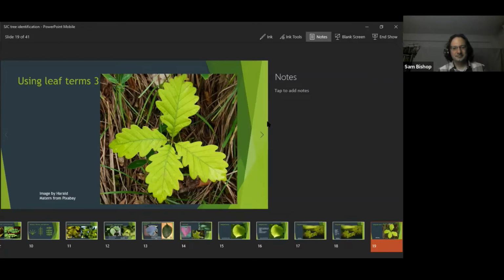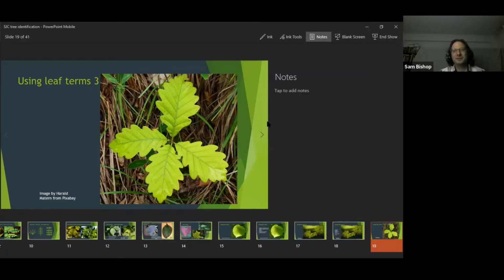Simple. Yes, excellent. So simple. They're lobed. See, we've got all those big bumps on the side. Those are technically lobes. So it's lobed. And then in this case, we've seen a bunch of palmately lobed, but in this case, it is pinnately lobed.